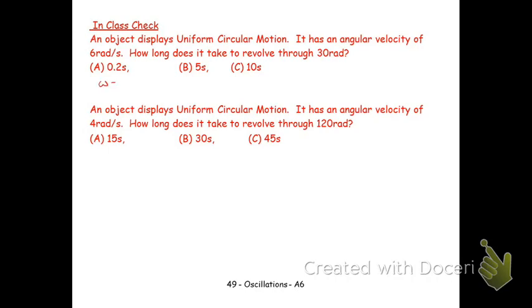My omega is equal to my delta x, or delta theta really, over delta t. So my delta t is equal to my delta theta over my omega. This equals 30 radians divided by 6 radians per second, which is 5 seconds.